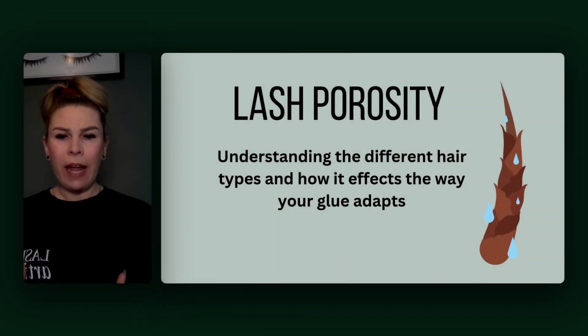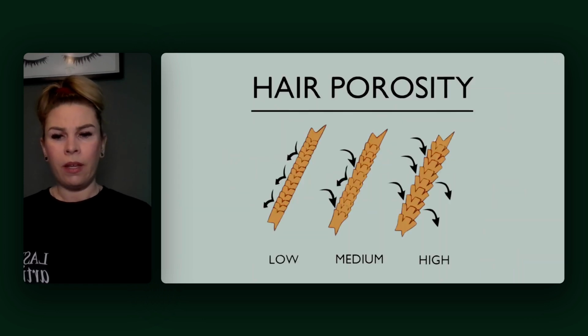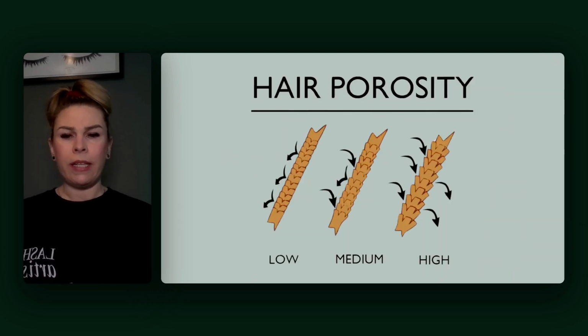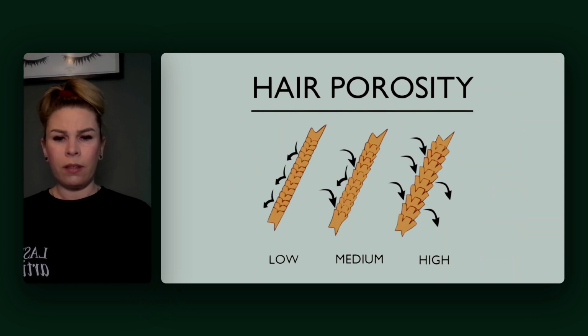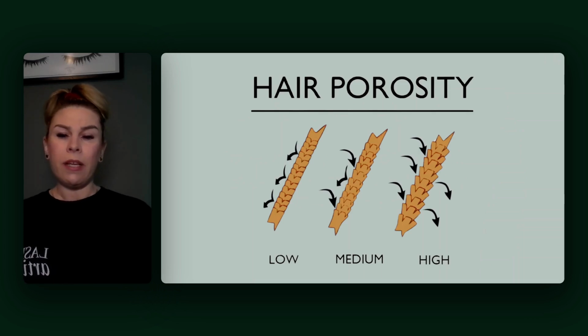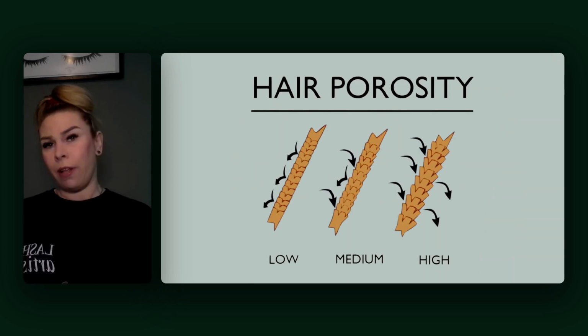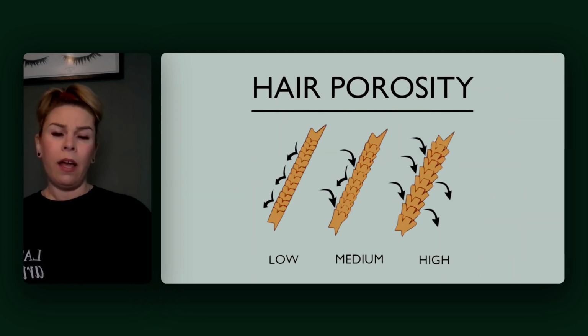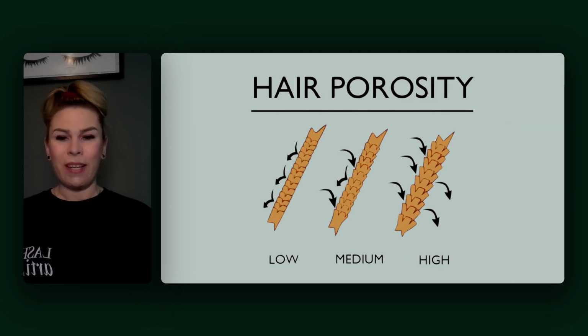So understanding the different hair types and how it affects the way your glue adapts is really going to benefit your retention. So there's three types of hair porosity that we can refer to. So medium porosity is the majority of your clients. There's going to be clients with low porosity and some clients that have high porosity. Okay, so just kind of depending on their genetics and ethnicity is going to depend on which type of hair porosity they have.